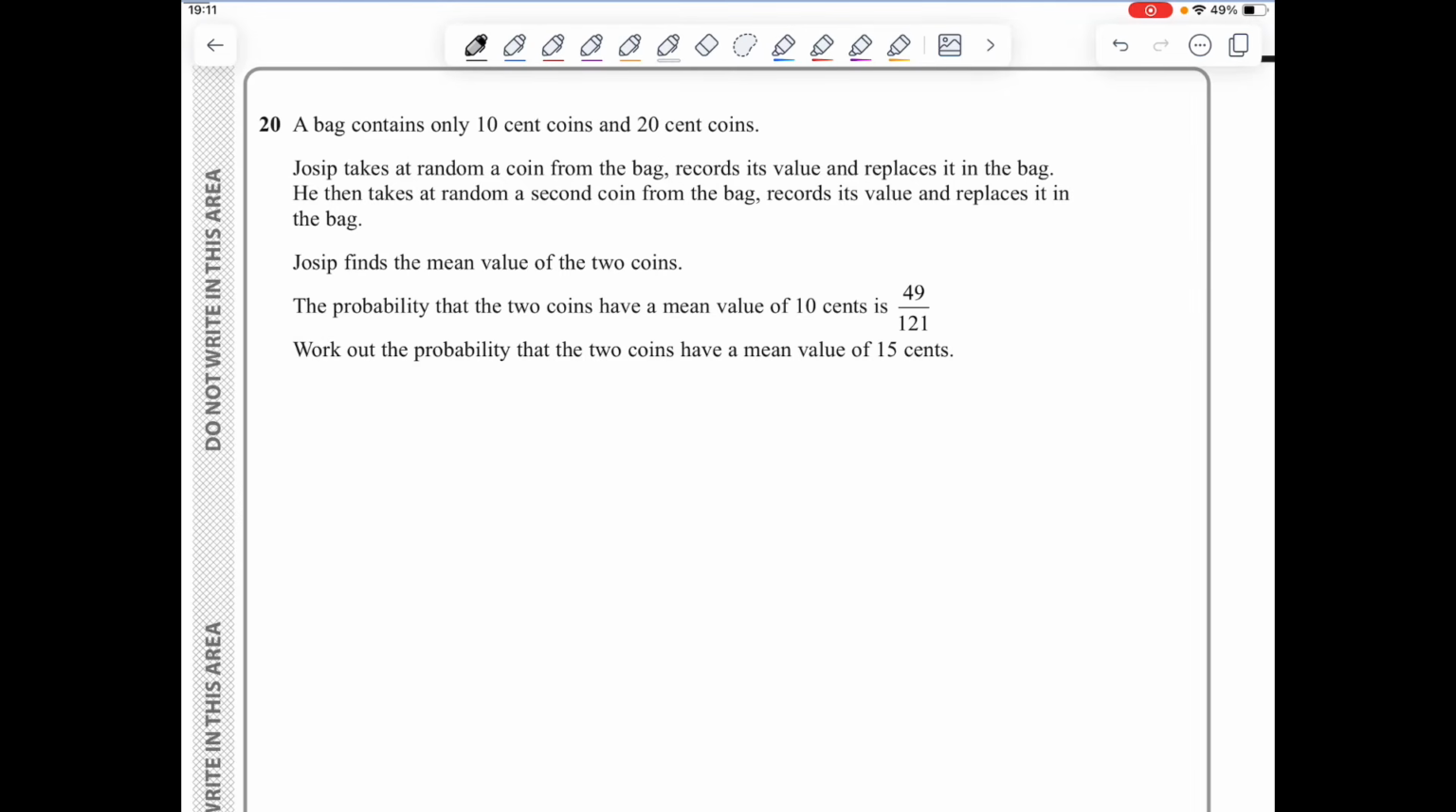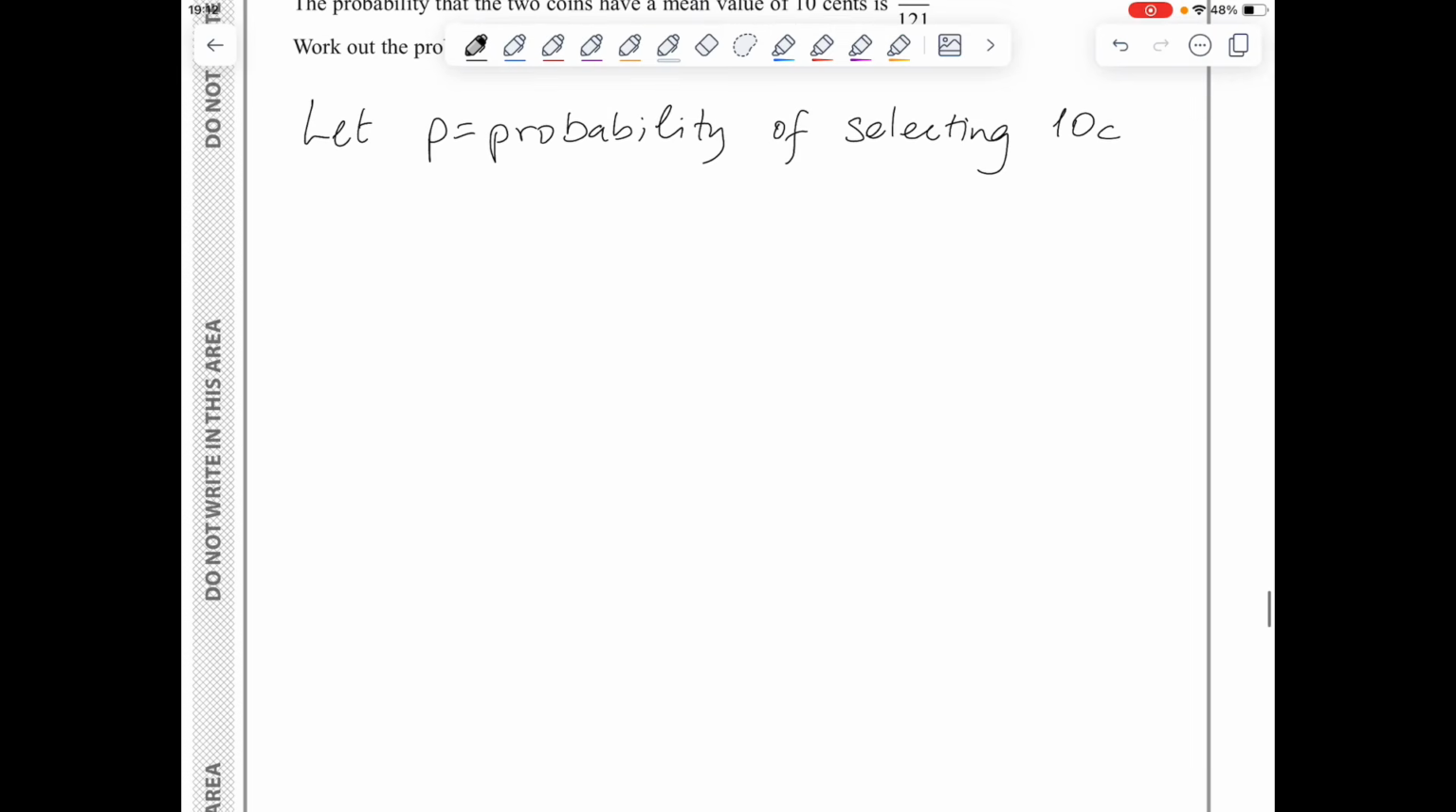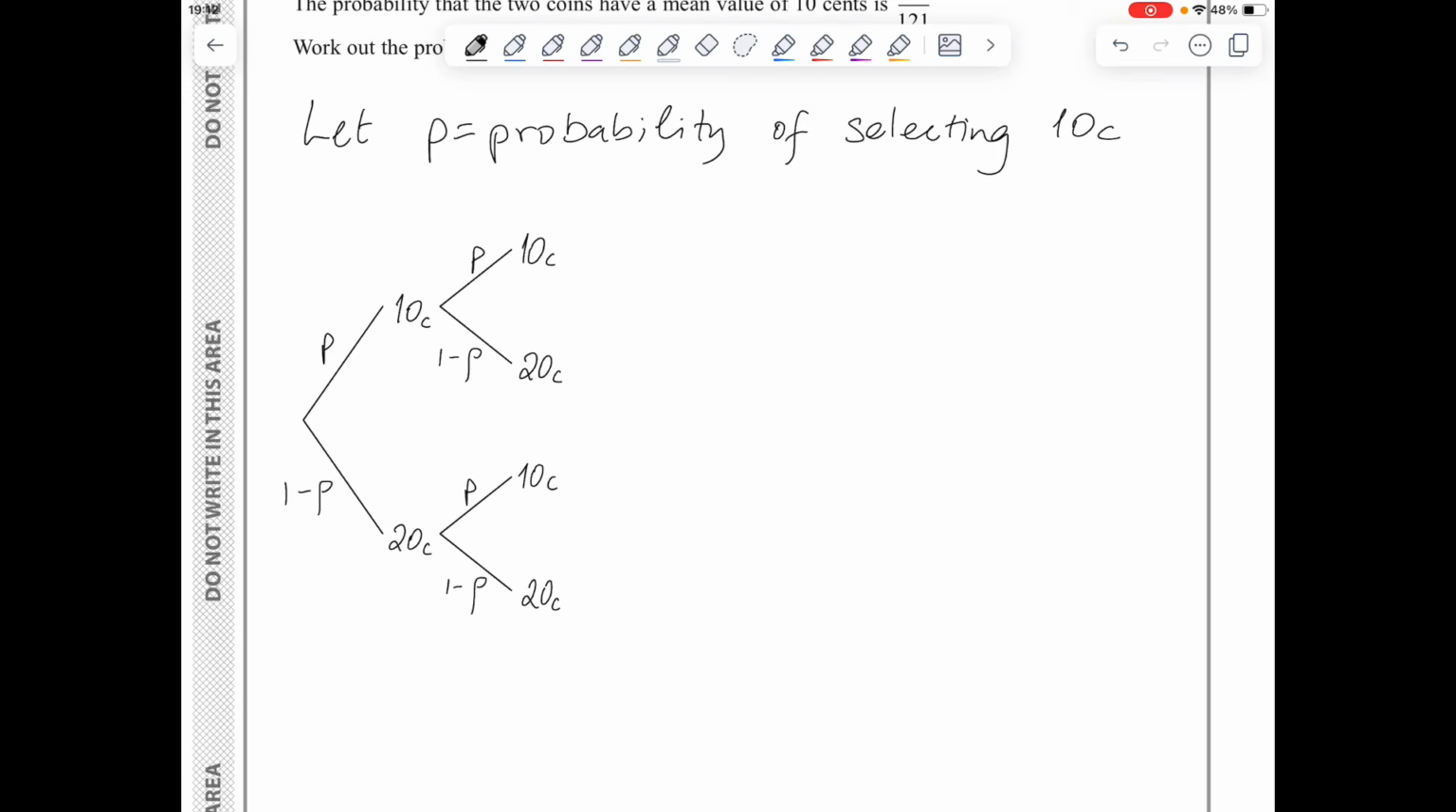For question 20, let P be equal to the probability of selecting a 10-cent coin. I'm going to draw a small tree diagram to show this scenario. Now the probability of getting a 10-cent coin is P. Therefore, the probability of getting a 20-cent coin is 1 minus P. And I'm given that the probability of two coins having a mean of 10 is 49 over 121.